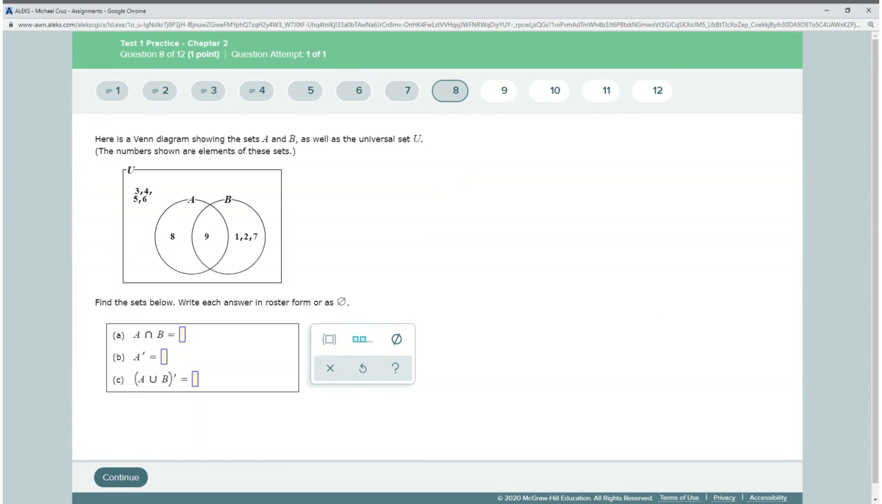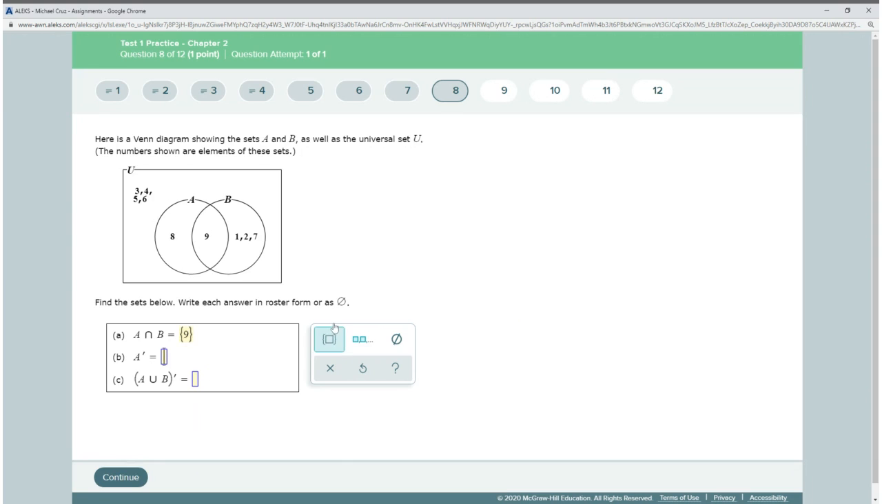All right, so A union B is anything that's in A, B, or in the middle. On this one, you could say the first one is Roman numeral 1. That's 8, which is only in set A. 9 is in both set A and B, and 1, 2, 7 is only in B. So the intersection is just what's common, and there's only one number in there.